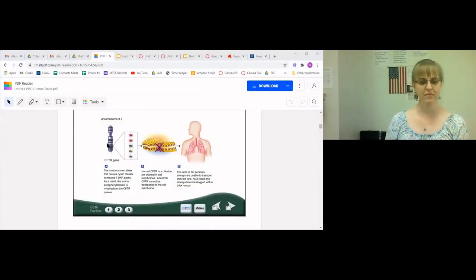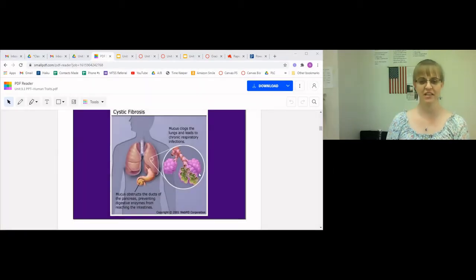Here's chromosome 7, and here's the location of the mutation. Because of this mutation, a chlorine pump does not work correctly and does not allow chlorine to escape the cells. And this makes mucus build up in the lungs and causes problems. As you see, mucus clogs the lungs and leads to chronic respiratory infections, and also clogs the ducts of the pancreas, preventing digestive enzymes from reaching the intestines. So, people with cystic fibrosis have lung problems and digestive issues.